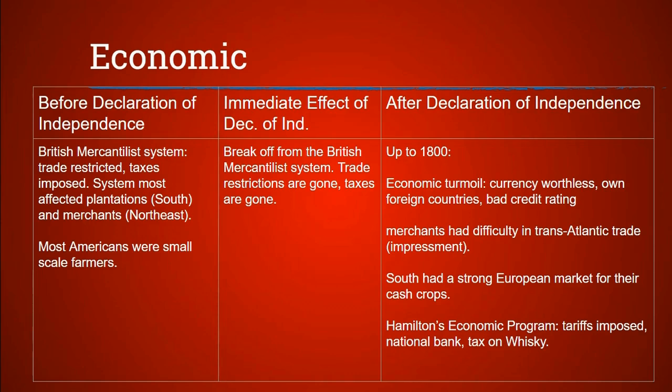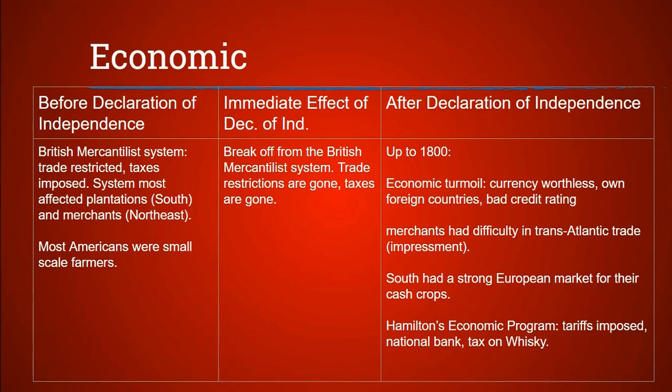The immediate effect of the Declaration of Independence was a breakaway from the British mercantilist system. Now the trade restrictions are gone, and the taxes were gone. Looking further on, after the Declaration of Independence, the picture is a bit more muddled. Initially, there was economic turmoil, as the American currency was worthless. The U.S. owed a lot of money to foreign countries, and the government under the Articles had a hard time raising revenue through taxes. So the country's credit rating was terrible.